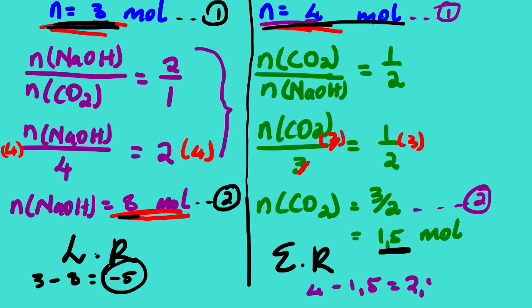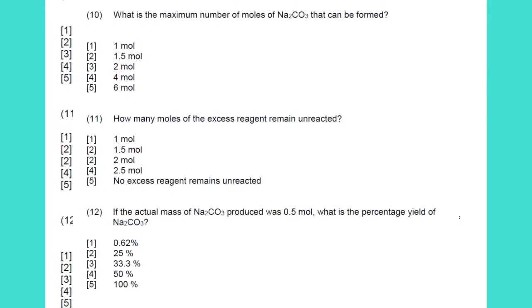The answer is 2.5. So you can see that this one is positive, this one is negative. Therefore, this is the limiting reagent, this is the excess reagent. It's another way of determining the limiting reagent and the excess reagent. So in order for us to answer our next question, we are going to be needing the limiting reagent.